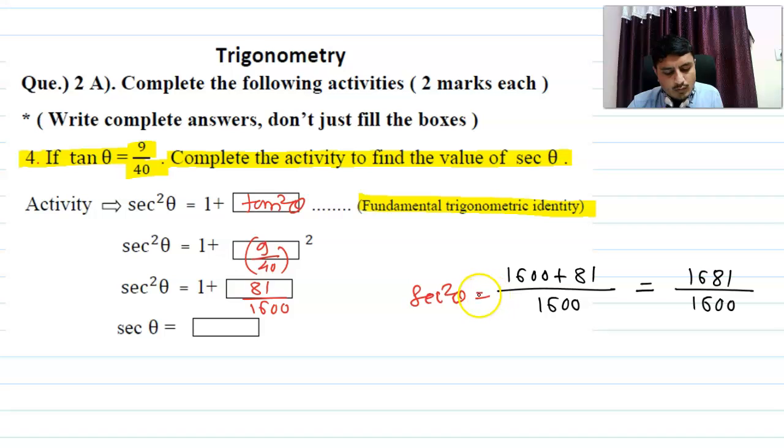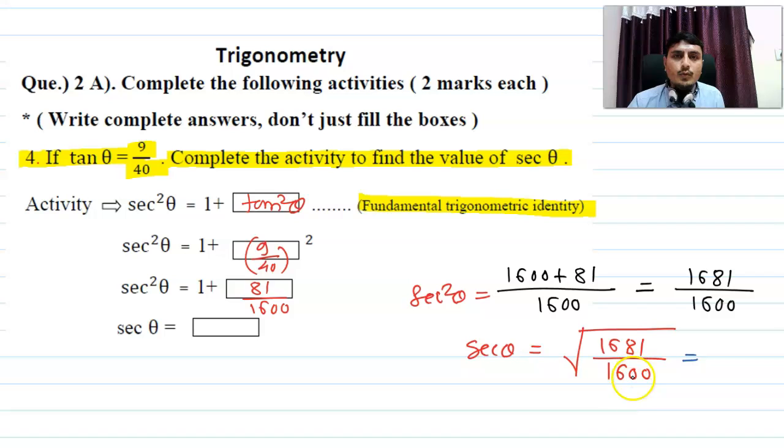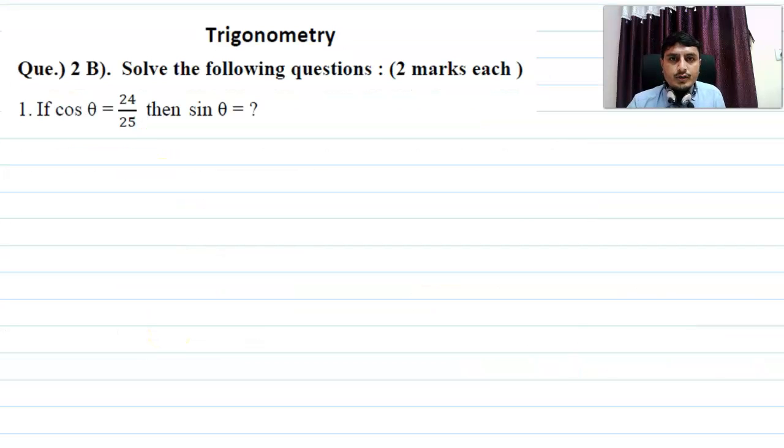So once we take the square root on both sides, we are getting sec of theta equals the square root of 1681 divided by 1600. Once we separate the square root of numerator and denominator, the square root of 1681 is 41, while the square root of 1600 is 40. So the value of sec theta we are getting is 41 divided by 40. Hence we have completed our fourth activity. Look at the first question now from question 2b.